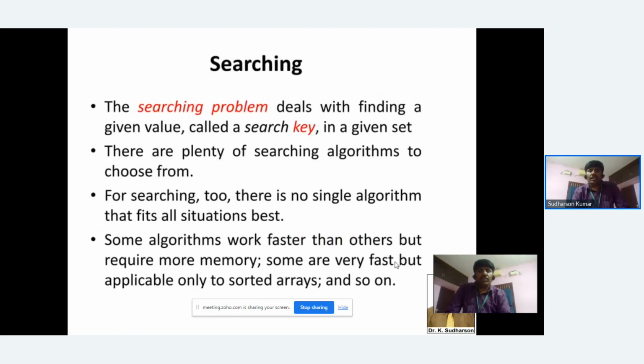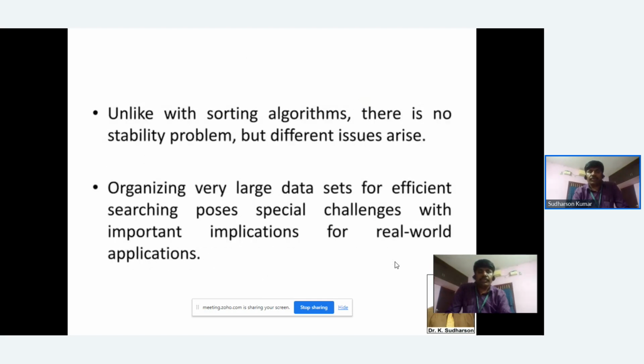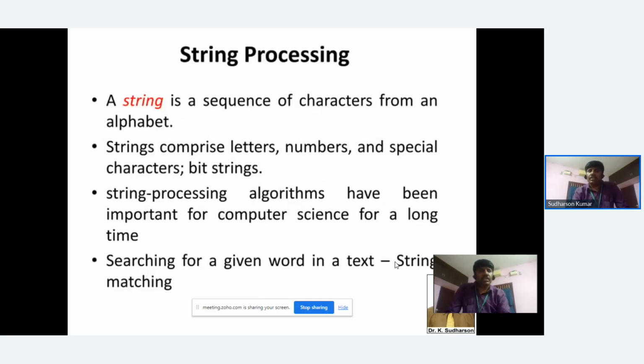And searching. Again, in searching, with the help of a key only we can search for the element. So that is the searching technique. Then string processing, where there are plenty of string processing things, such as string matching and string comparison. So these are string processing.